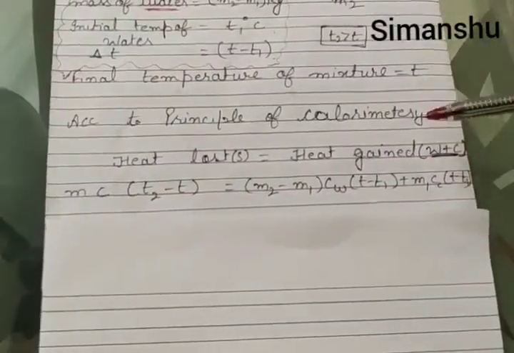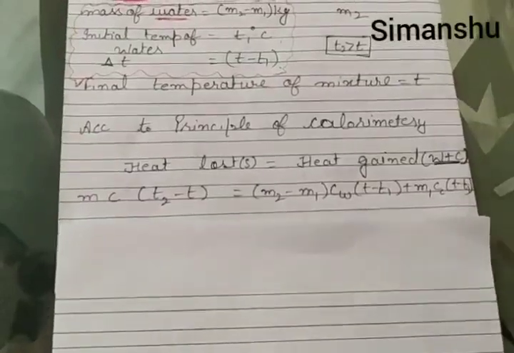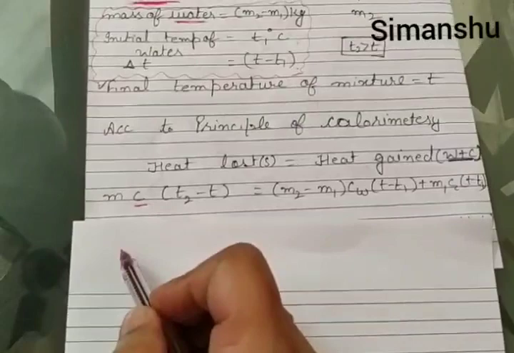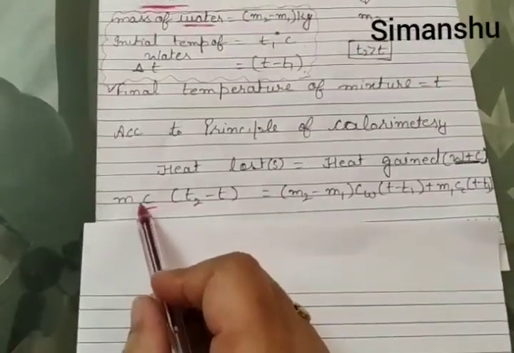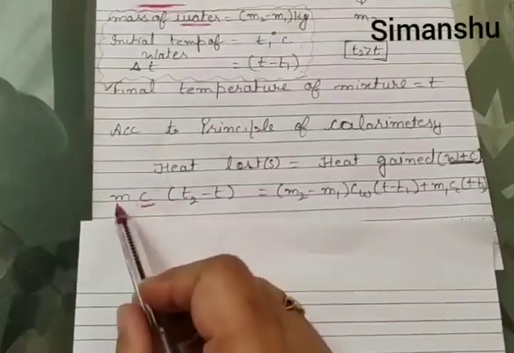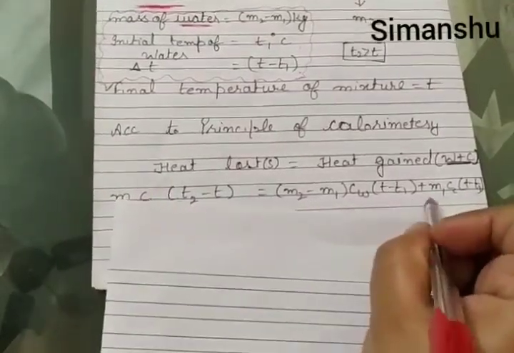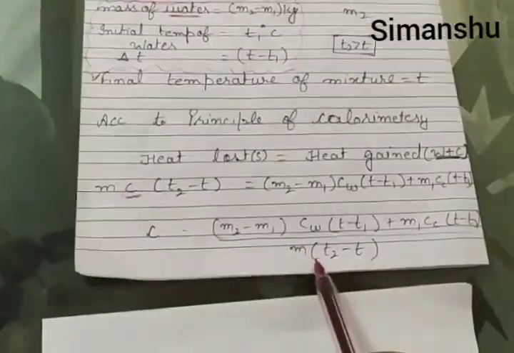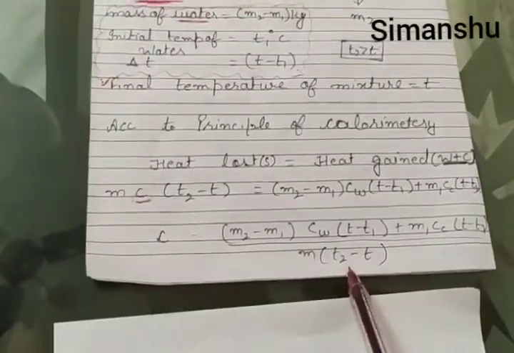Now why did we start this expression? We were willing to calculate the specific heat capacity of the solid. Now what should we do? Simply we will keep this C only on this side. This T2 minus T1 into M will move toward this side in the form of a denominator.